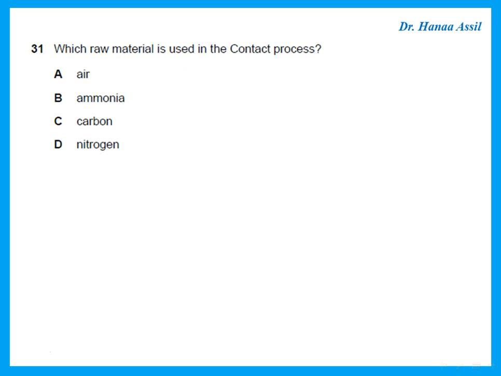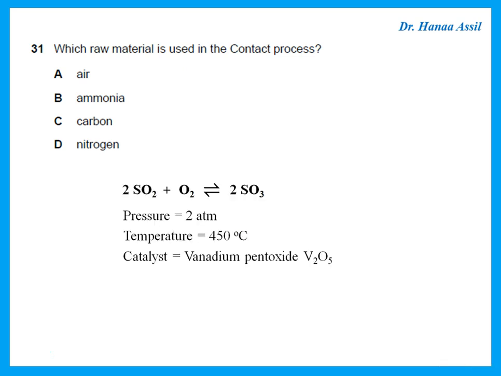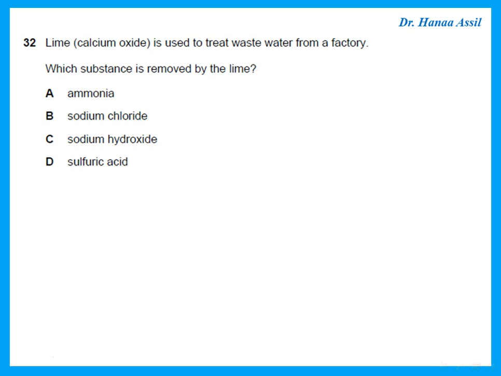Which raw material is used in the contact process? Again, what is the contact process? Burning sulfur dioxide in air to give sulfur trioxide. Conditions: 2 atm pressure, 450 degrees Celsius, and vanadium pentoxide catalyst. So which raw material is used? We're burning sulfur dioxide in what? We're burning sulfur dioxide in oxygen or in air. So the raw material I need here is air.